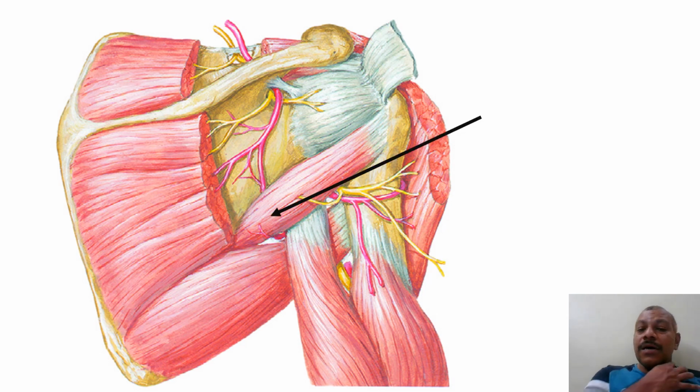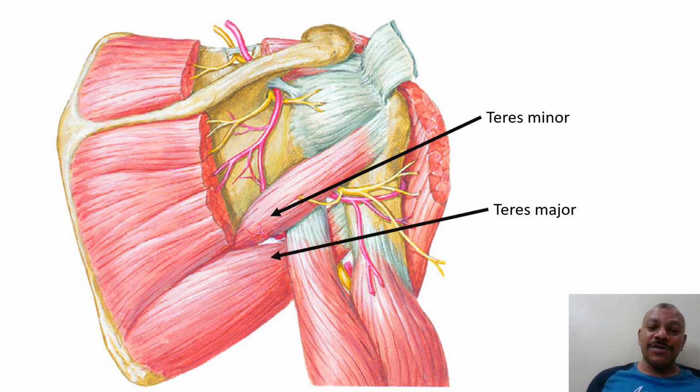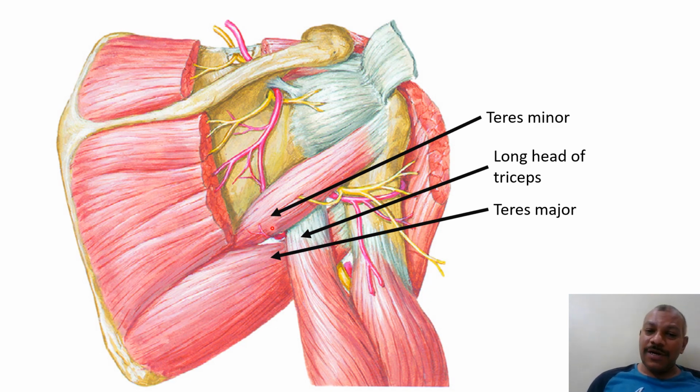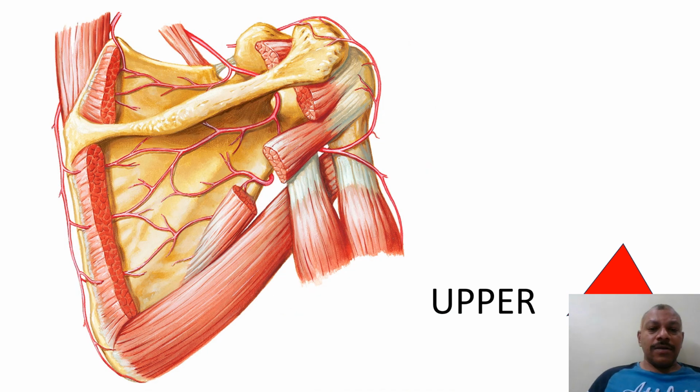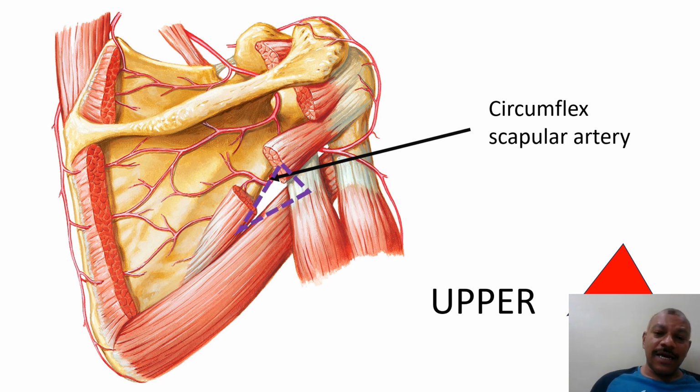Now let us see the other intermuscular space. Above boundary is teres minor, below boundary is teres major, and here you can see the lateral boundary is the long head of triceps brachii. So here you can see the upper triangular space. Once again, I will just revise it: above boundary is teres minor, below boundary is teres major, lateral boundary is the long head of triceps brachii.